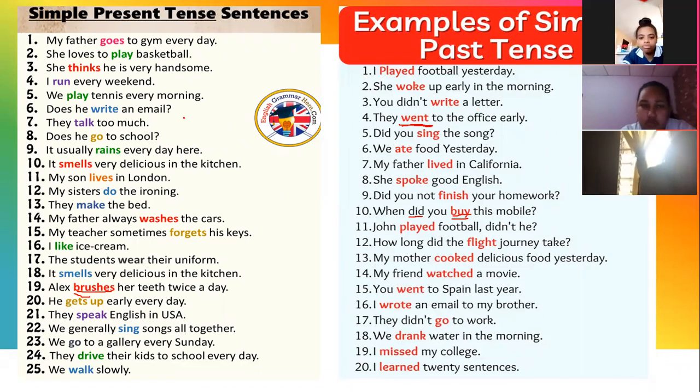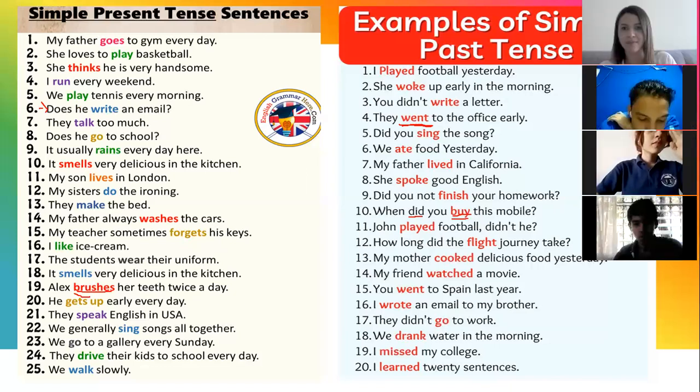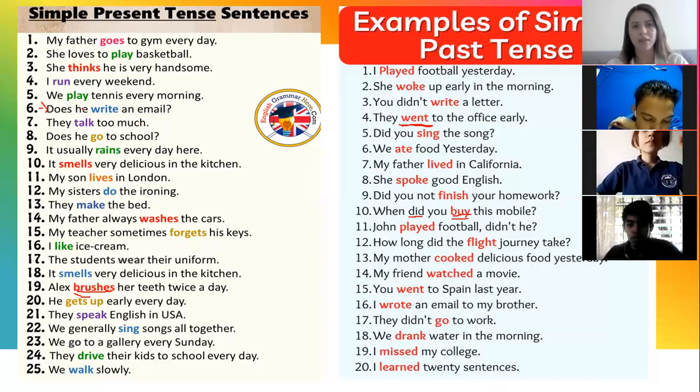Does he write an email? Okay, for the simple present, for example, here number 6, pay attention to this. Does he write an email? El sujeto pasa a secundario, a segundo lugar en la estructura gramatical, y el verbo que debería estar acá en una afirmación, en una oración afirmativa, el verbo va a primero. Does he, has he, is he, for example. So it's okay. Are you clear with that?